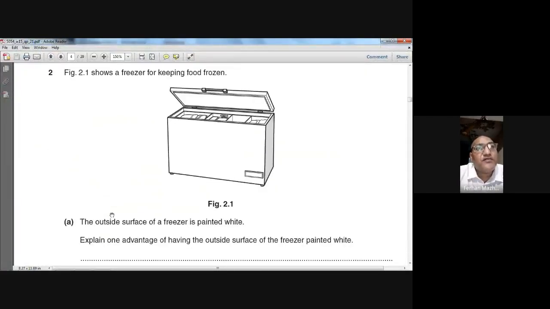Figure 2.1 shows a freezer for keeping food frozen. The outside surface of the freezer is painted white. Explain one advantage of having the outside surface of the freezer painted white.